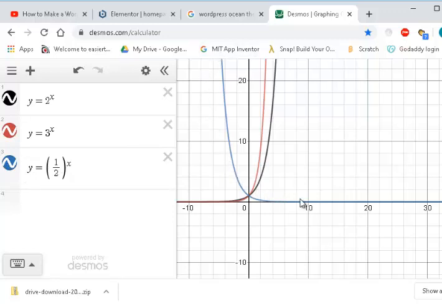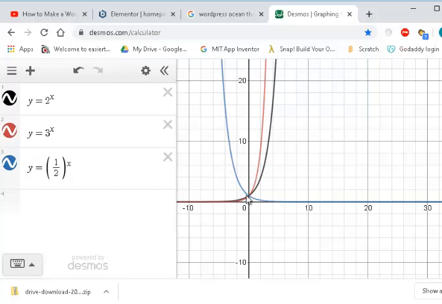You can see that 2 exponent x and 3 exponent x are exponential growth, because from left to right you can see that the y values are increasing, and the blue graph represents an exponential decay because from left to right the y values are decreasing.